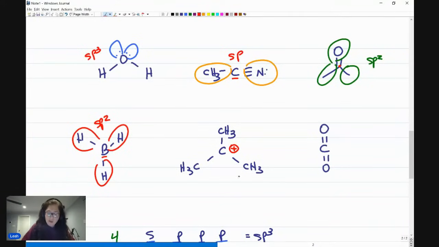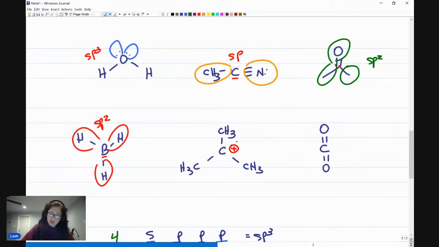The next one is a carbocation. This is a tert-butyl carbocation that you will see in your reactions. And what's unique here is that we have a charge, but that charge should not throw you off because we are looking for groups that are atoms or lone pairs.